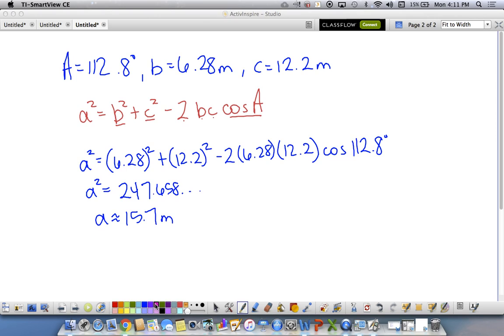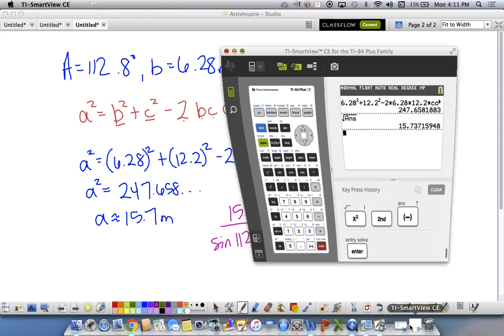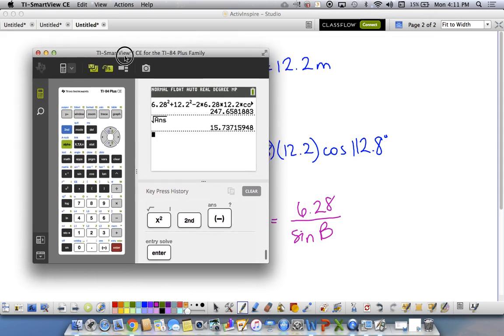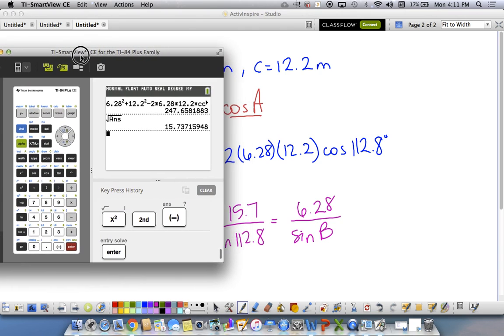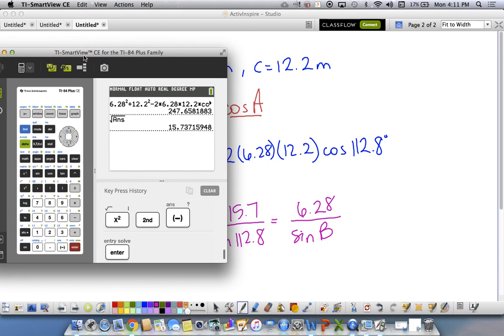So we now have a side over an angle. So we have a side opposite an angle, so we can use the law of sine. I'm still going to go to the smallest over side B. Okay, I'm going to bring back my handy dandy calculator and see if I can plug this in.